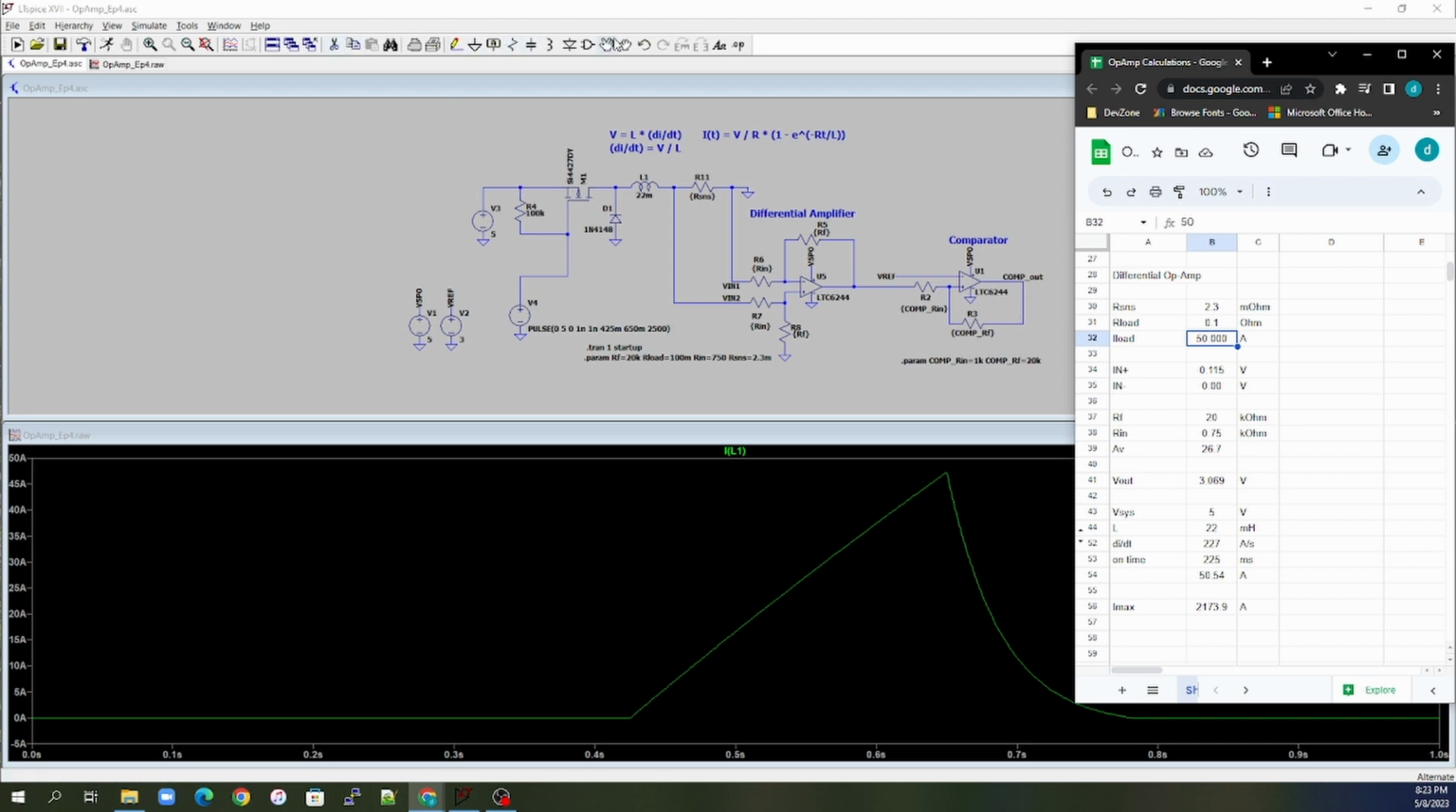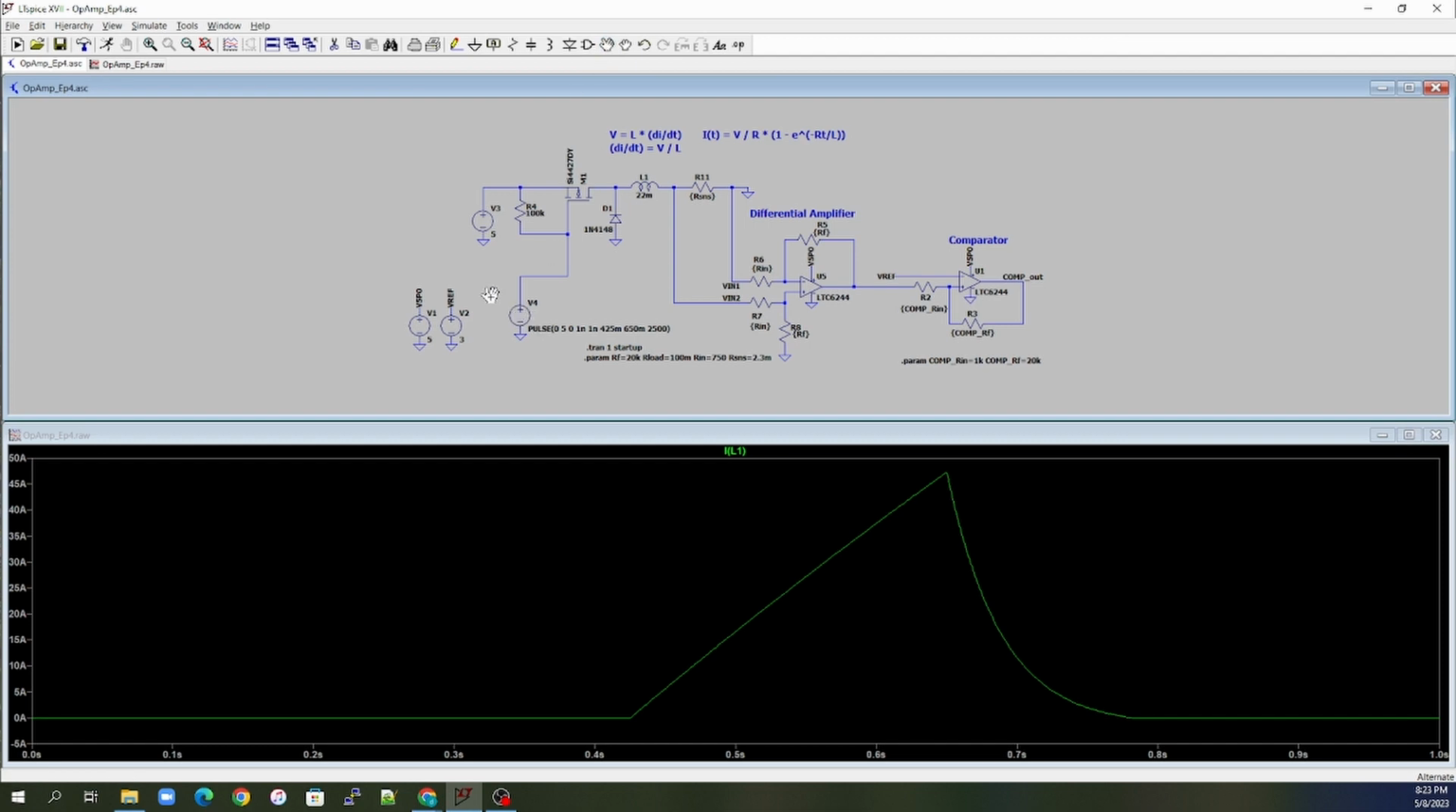Well, we go over here. We'll just remove this voltage source right here. Move it off to the side. And then we'll just take this comparator out, and we'll let the output of the comparator now control our MOSFET.